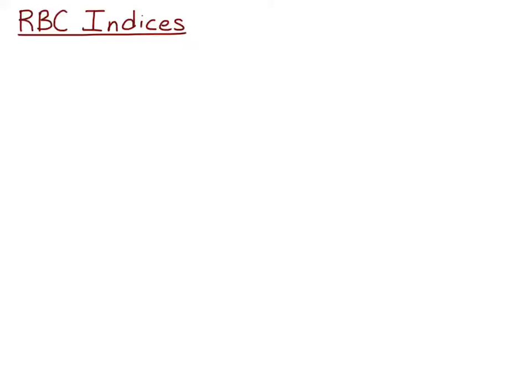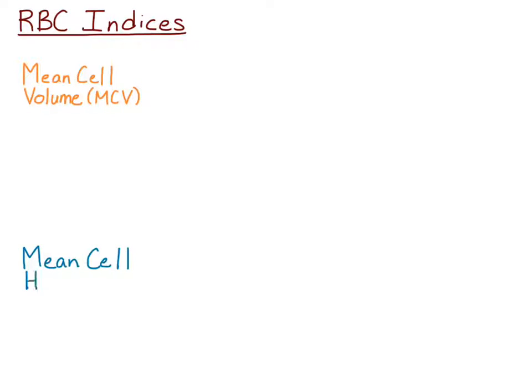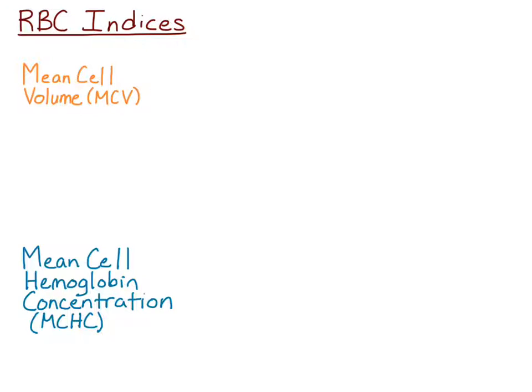This video is going to be on red blood cell indices. The two red blood cell indices I'm going to talk about are the mean cell volume, or MCV, and the mean cell hemoglobin concentration, or MCHC. I'll first talk about causes for increases or decreases in the MCV.